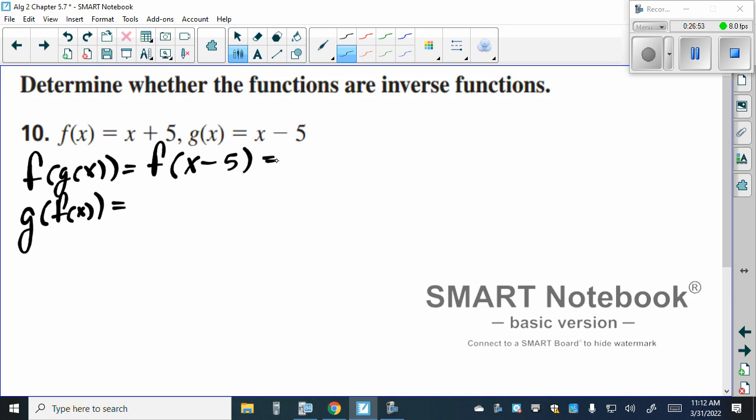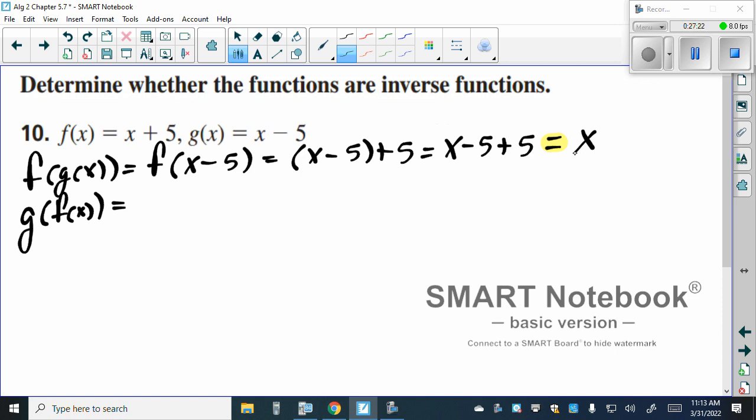Now at this point here, we're going to plug x minus 5 in for x in f of x, which would give us x minus 5 plus 5, which gives us x. Negative 5 plus 5 is 0. That's all we have to do for that one there.